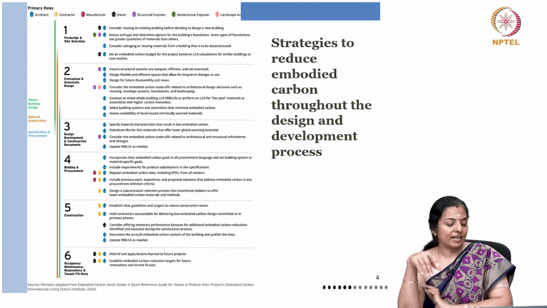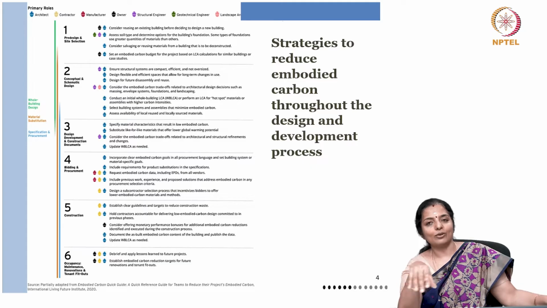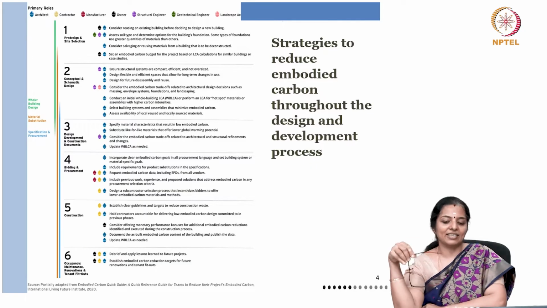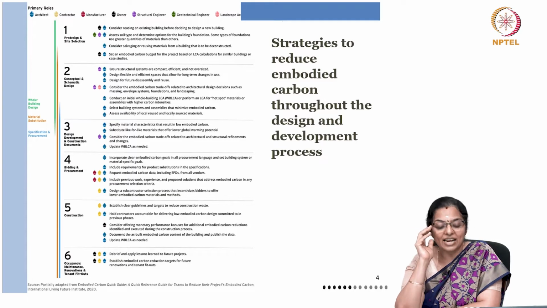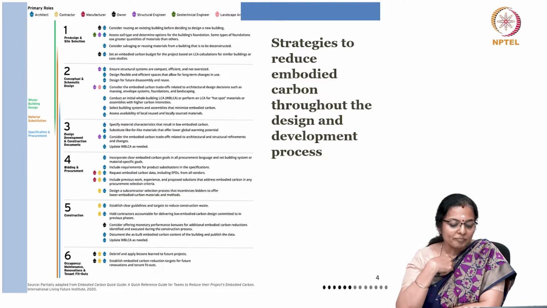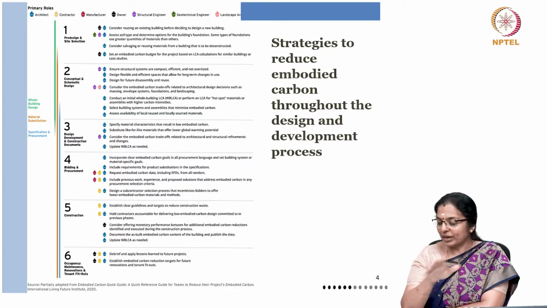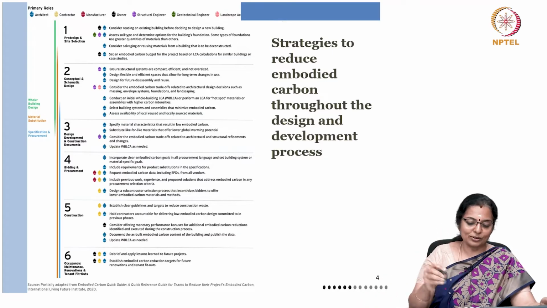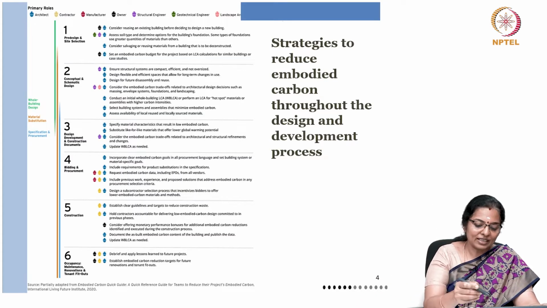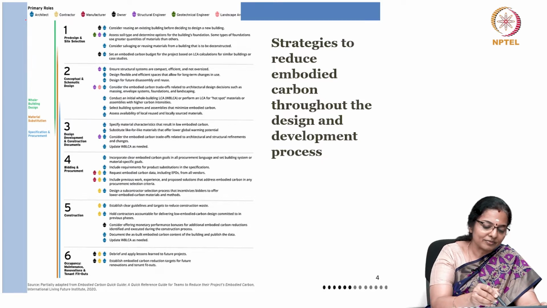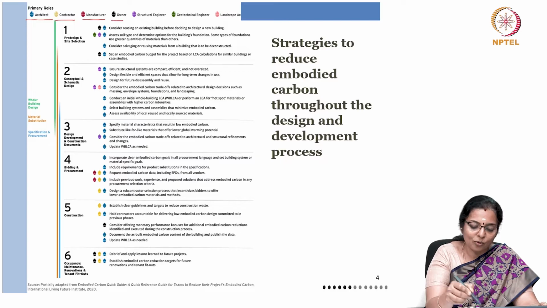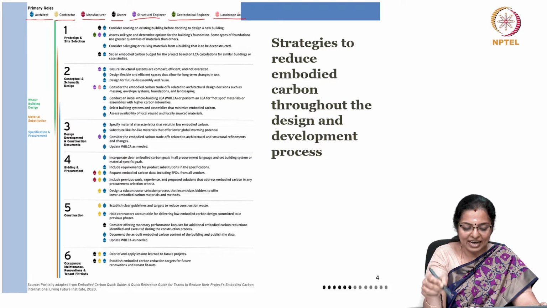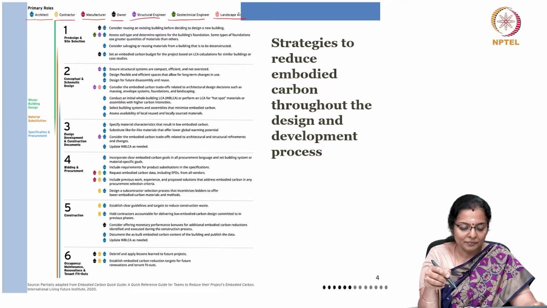Next, this is very interesting. So, we now look at the comprehensive strategies to reduce embodied carbon throughout the design and development process. First, let us look at the primary roles of people. You have the architect here, the contractor, the manufacturer, the owner, the structural engineer, the geotechnical engineer, the landscape architect, and so on.